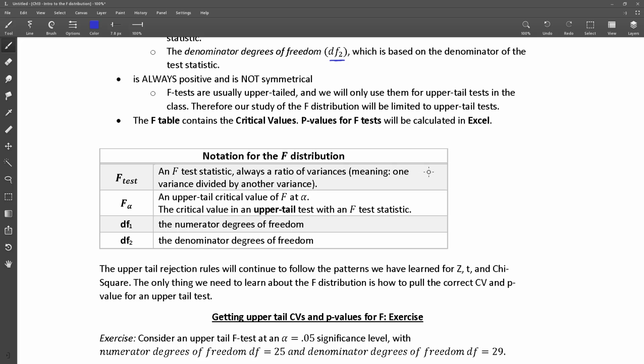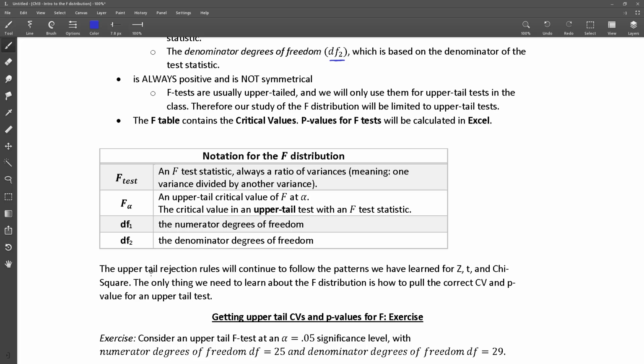The notation we'll be using for the F distribution is given in this table. We have F test statistics. Those will be the letter F with the subscript test to denote that that is a test statistic. F test statistics are always going to be one variance divided by another variance. F at alpha is an upper tail critical value of F at an alpha probability level. That's our notation for the critical value in an upper tail test with an F test statistic. DF1 is the numerator degrees of freedom, and DF2 is the denominator degrees of freedom.